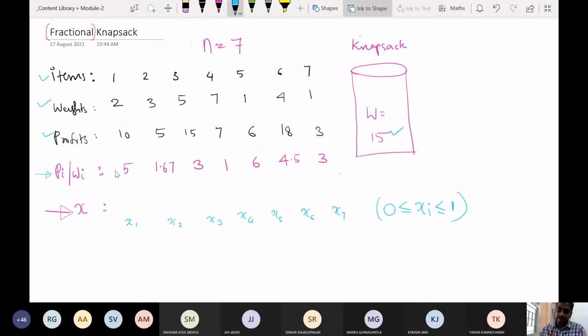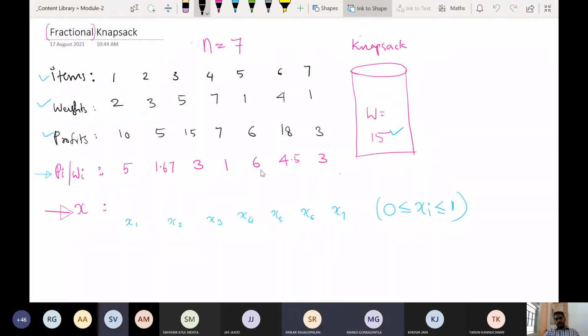Anyway, I'm not sorting this because these are just 7 items. You can easily understand which has the highest profit by weight, and which has the next highest, like that. I'm not sorting it, but while writing the actual program, you need to sort it. So which item is to be selected first? Tell me, now it's your turn. The item with the highest profit per item weight. Which one is it?